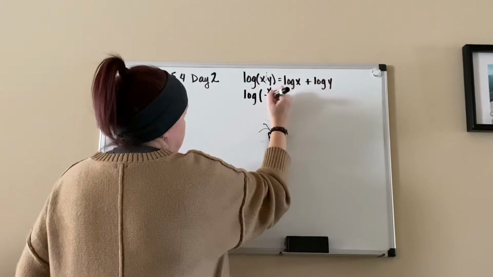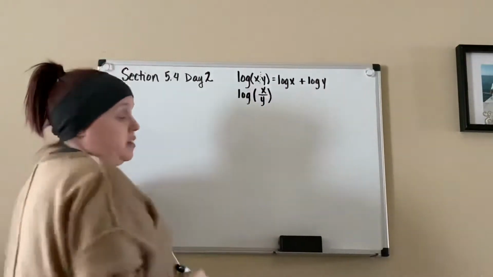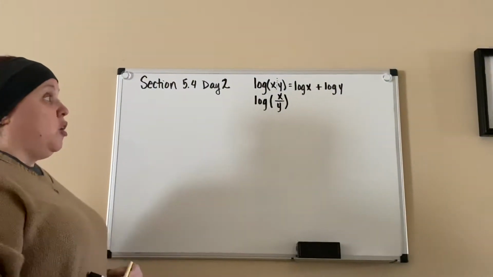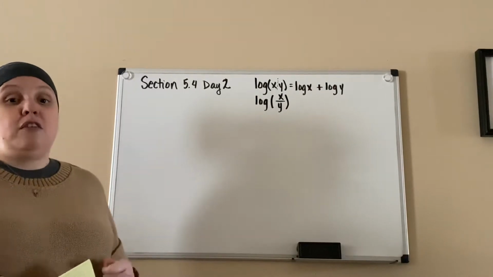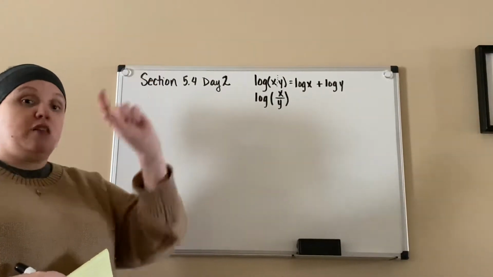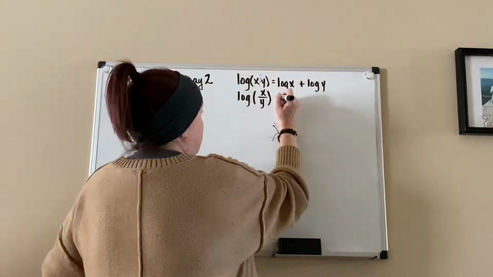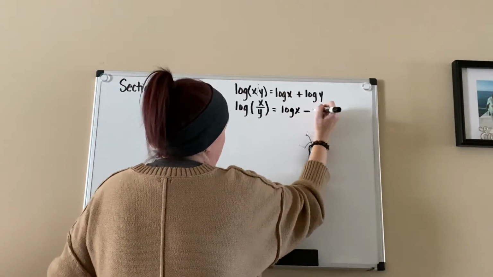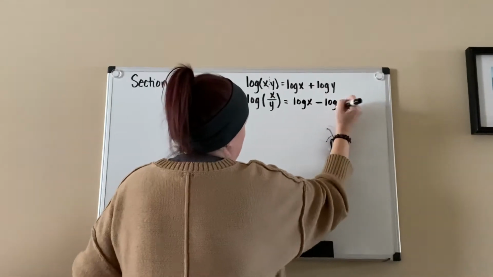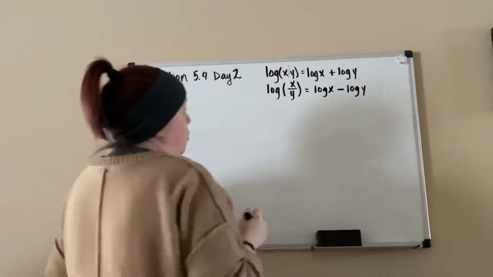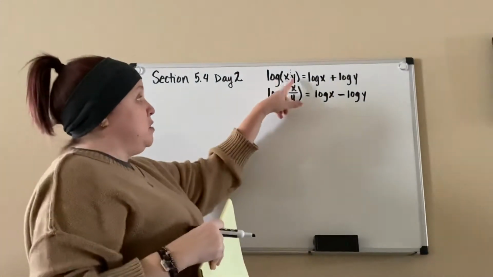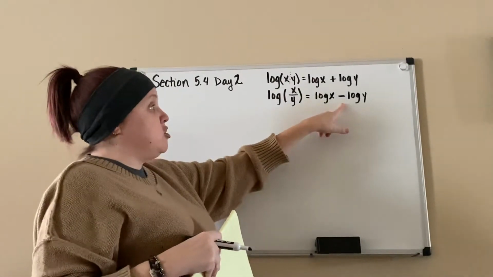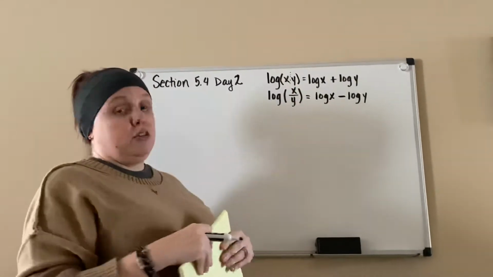So if you've got log of 2 things that are divided with each other, what you will do then is subtract the 2 separate log things that are on the inside. So I will separate this into the log of x and subtract what's on the bottom, the log of y. So we have an addition property from 2 things multiplied and a subtraction property from 2 things that are divided.